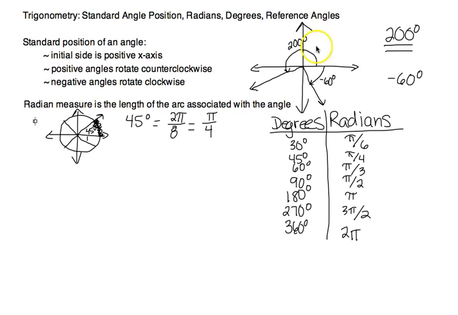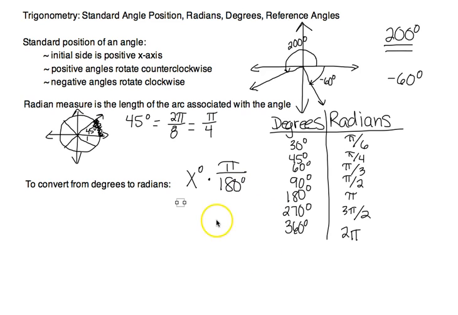So we've covered some radian equivalents, we've covered what radians mean, we've covered how to do standard position. The next thing we're going to talk about is how to convert from degrees to radians and vice versa. So to convert from degrees to radians, we will always take whatever the measure of the angle is, so let's say x degrees, and multiply by pi over 180, and that will give us our radian equivalent.